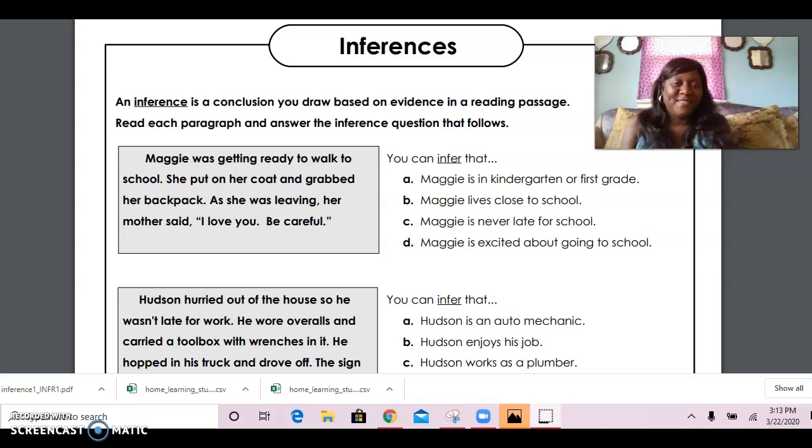Friends, it's me, Miss Jones again, and today we are still working on inferences. Can you tell me what inferences means to you in your own words?